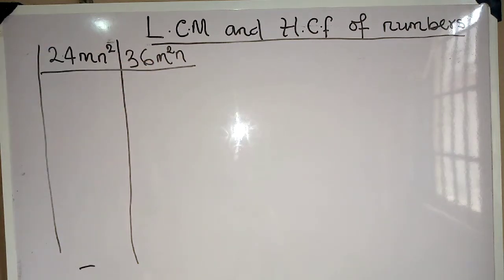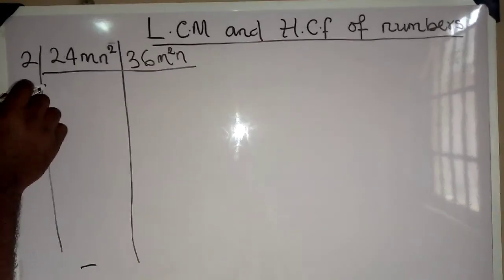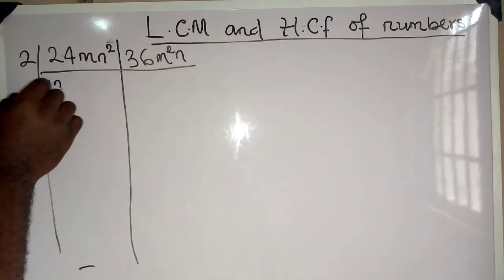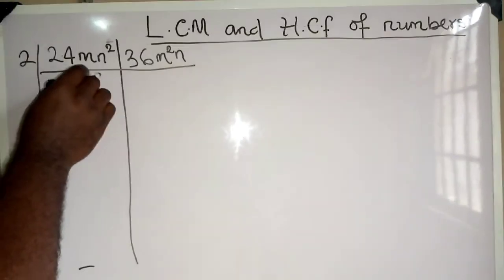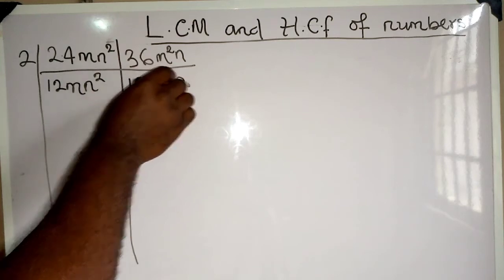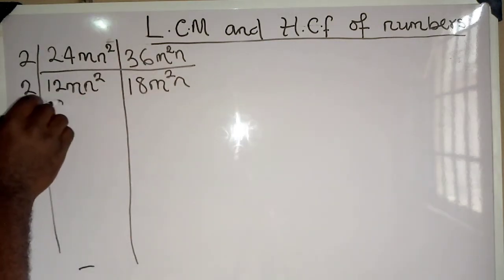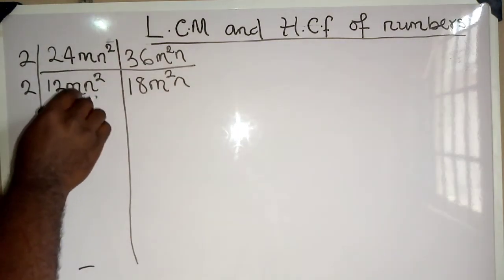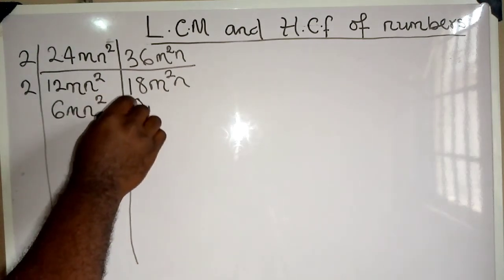I use the number and divide. Now let's go with 2 first. 2 can divide this and 2 can divide this. That will give me 12m square, and here will give me 18m square n. 2 again can divide, this will give me 6mn square, and this will give me 9m square n.